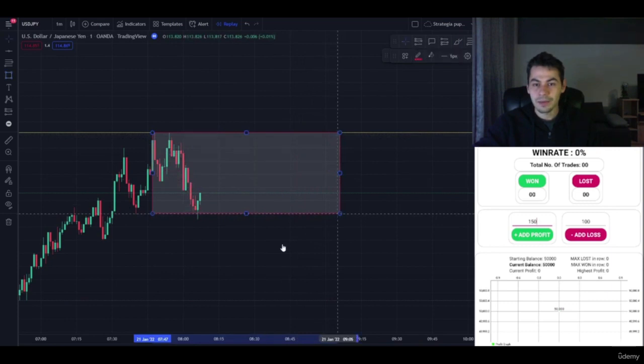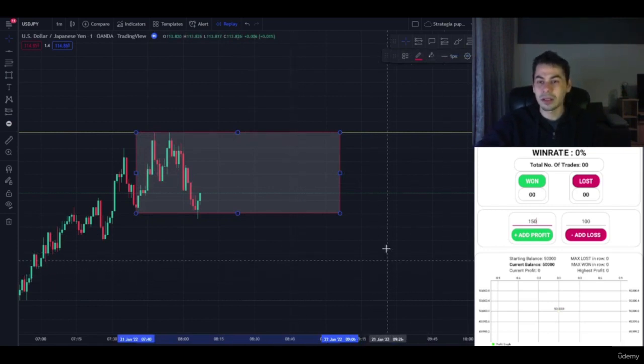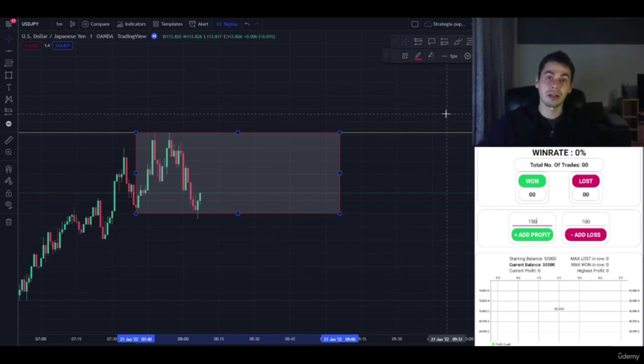This would be nice. Again, make sure to cover both wicks. You can also take the bodies, take the wicks. This depends on you. This is a different aspect from the strategies we presented on our channel. This strategy involves quite a bit of discretion, starting from the drawing of these boxes, from the interpretation of an uptrend or a downtrend, and also from the entries.